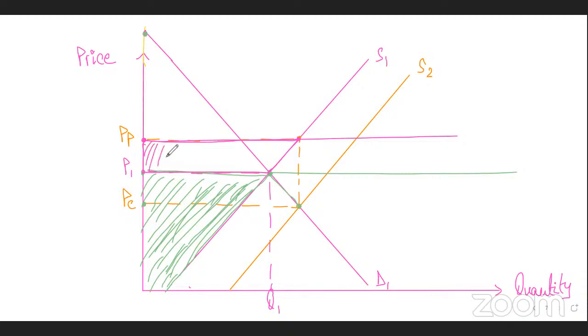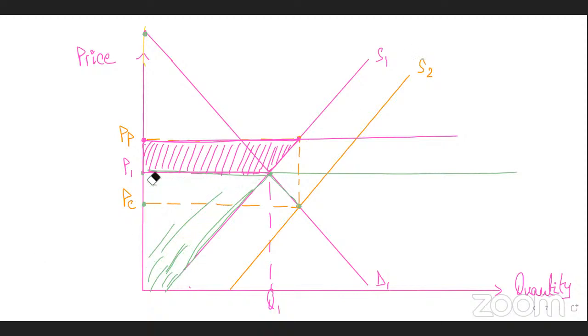Now, if I shade this, you'll see that this will show you the gain in producer surplus. What will this show you? This will show you the gain in producer surplus. Yes or no? Got it? So now what does it show? That in case of subsidy, both the consumer and producer surplus are increasing.